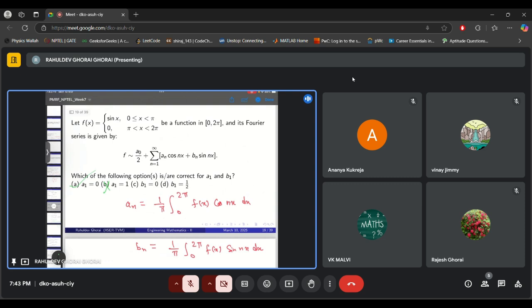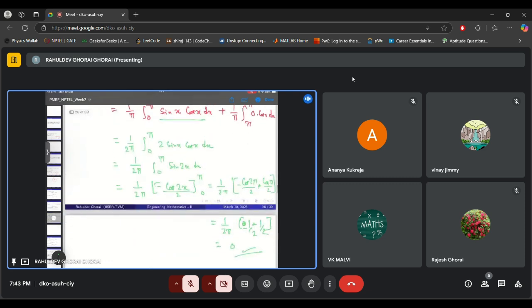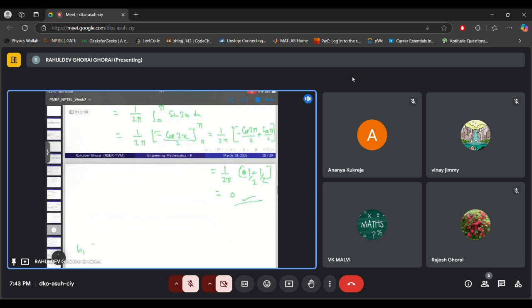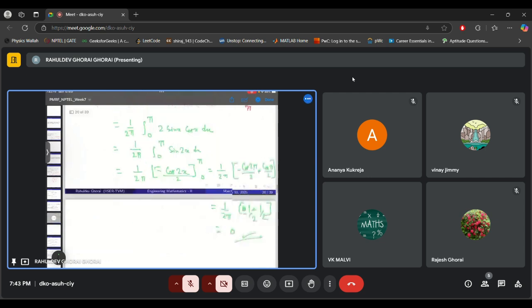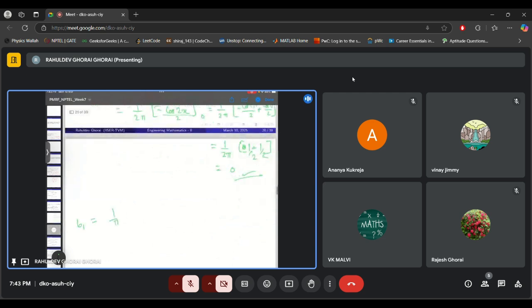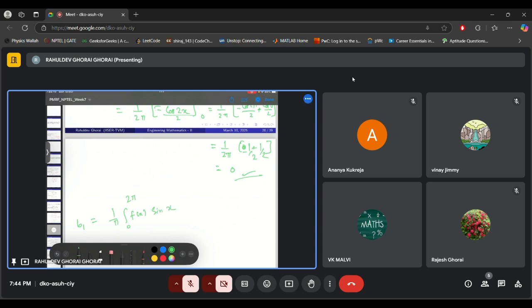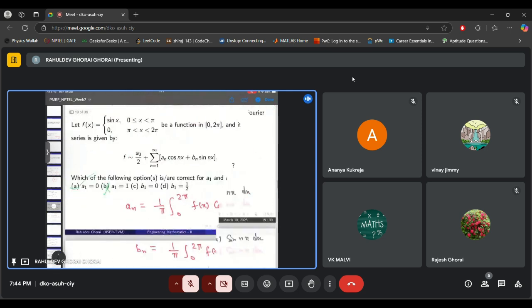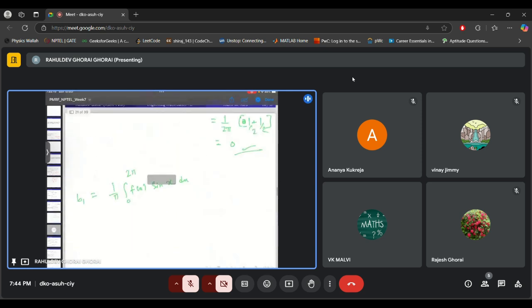Now you have to evaluate what is b1. Similarly, if you evaluate b1, b1 will be 1 over pi times f(x), of course 0 to 2 pi, not cos x, sin 1x, so sin x dx here. When you put the value, it will only be from 0 to pi, otherwise the value will be 0, so I won't write that. So sin square x dx.